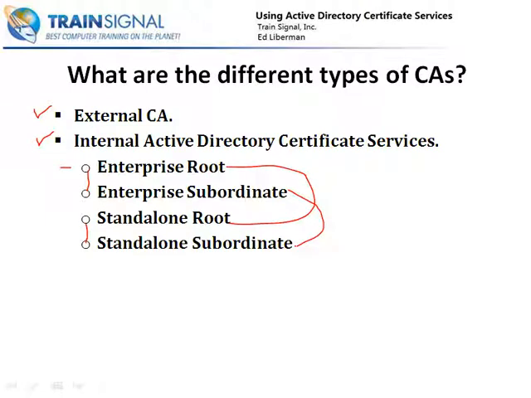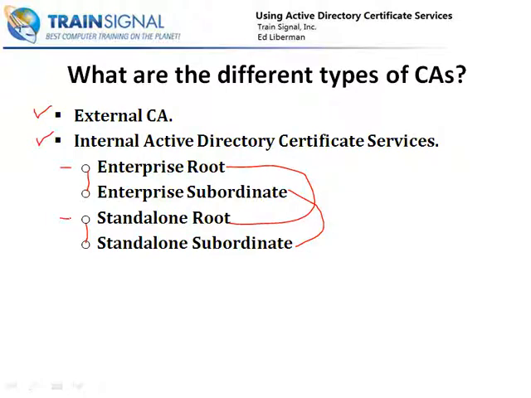Now, enterprise means that you are going to be functioning within Active Directory Domain Services, so things will be validated within Active Directory Domain Services. And standalone means that you are going to be installing the CA on a server that is not necessarily going to coordinate with Active Directory Domain Services. So the easy way to remember it is enterprise goes with Active Directory Domain Services, standalone does not.